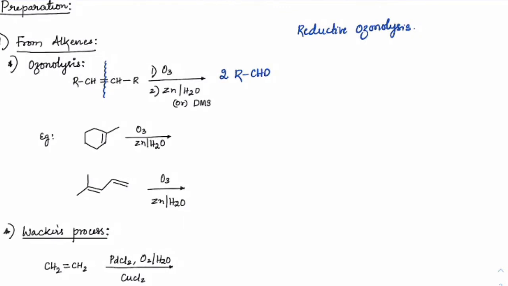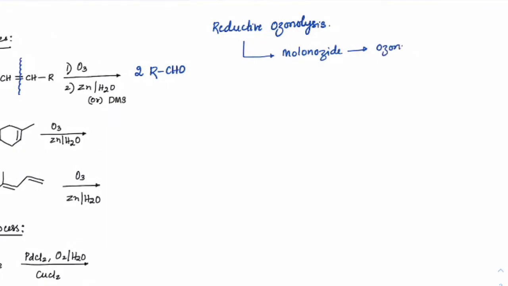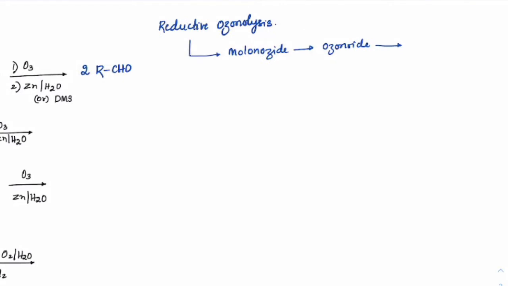So ozonolysis goes through the formation of first the molozonide, then the ozonide, and finally after bond breaking it will become aldehydes or ketones.